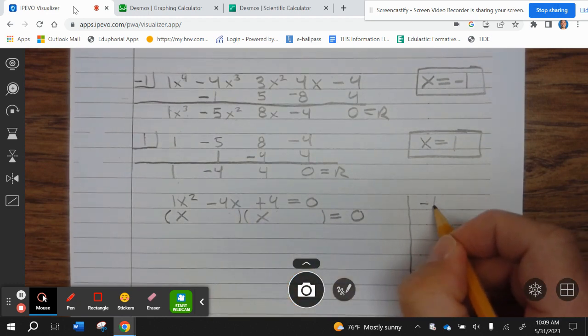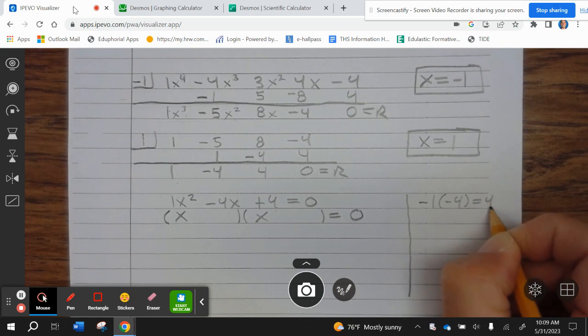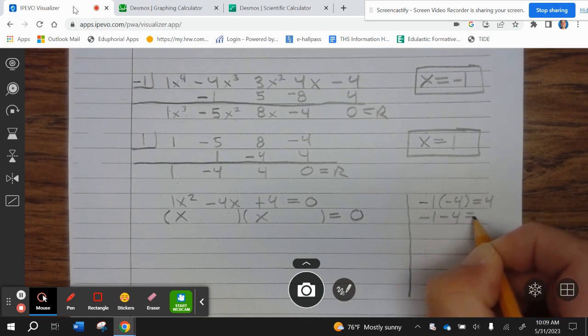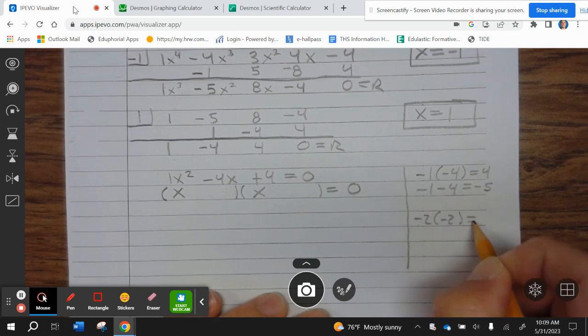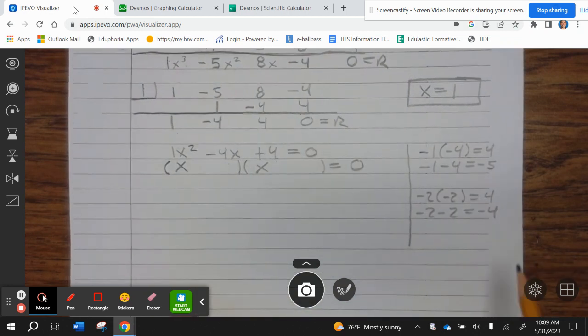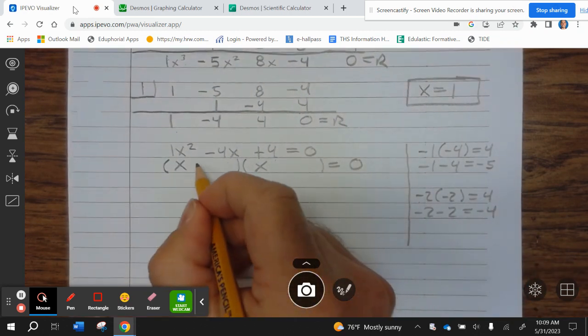So let's try negative 1 times negative 4 is positive 4. Negative 1 minus 4 is negative 5. That doesn't work. So now let's try negative 2 times negative 2 is positive 4. Negative 2 minus 2 is negative 4. We have our 4, negative 4, so our factors are x minus 2, x minus 2.